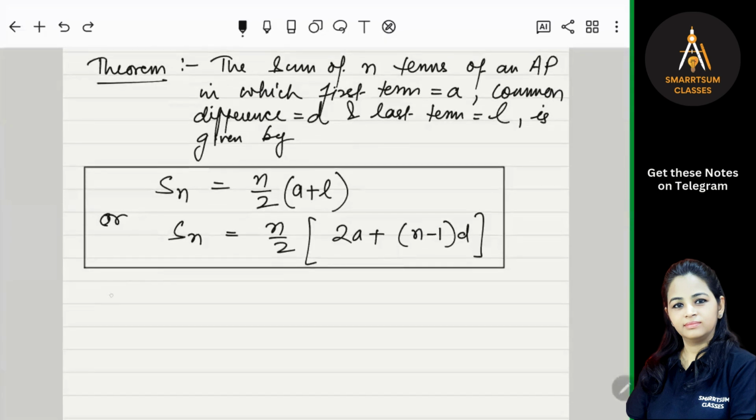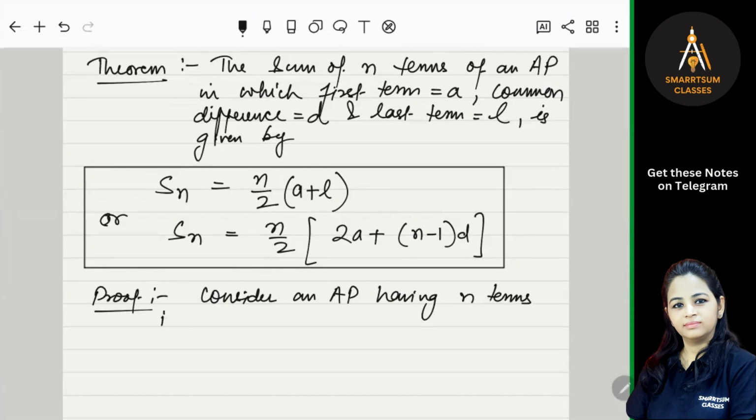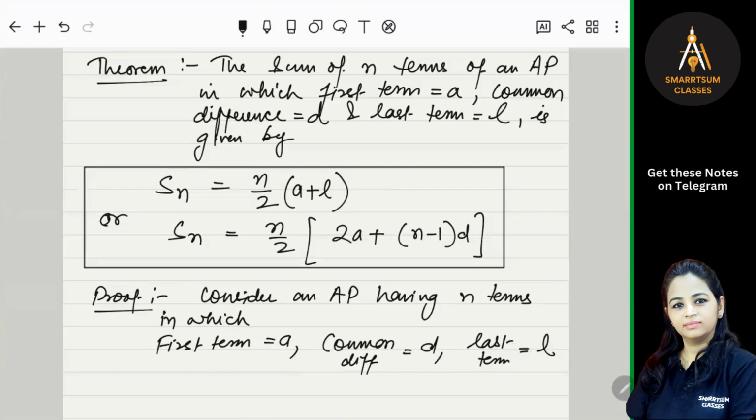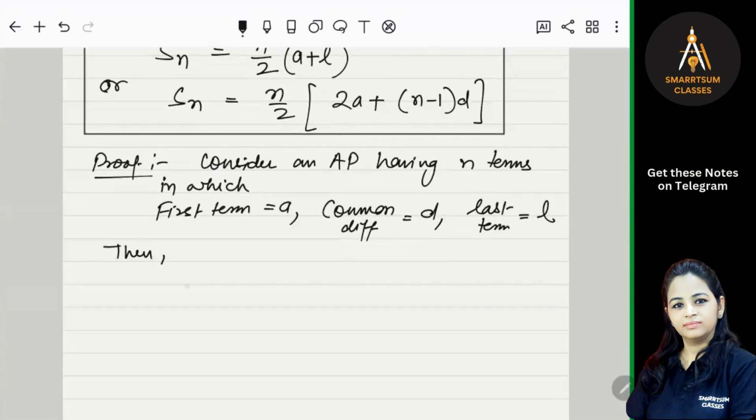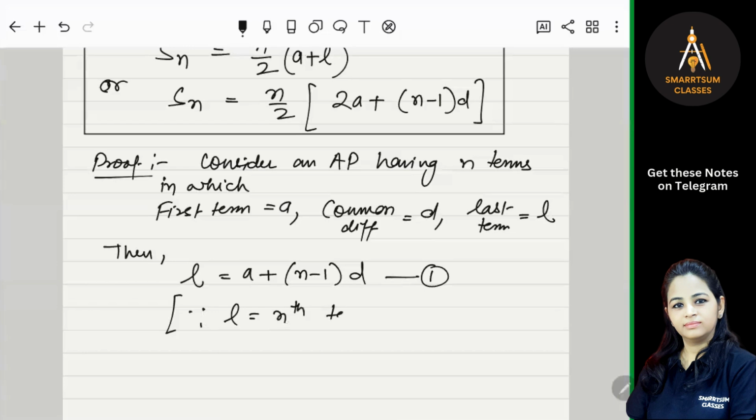Now let's see how we get this formula, this theorem. So consider an AP having n terms, in which the first term is a, common difference D and last term is L. Now, if this is so, then we can say L is equal to a plus (n minus 1)D, equation number 1, because L is the last term, or you can say the nth term.